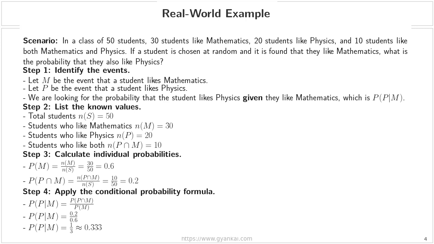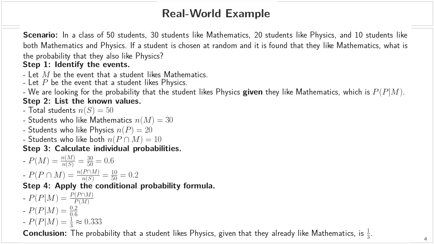Finally, in step 4, we apply our formal definition. We take the probability of the intersection and divide it by the probability of the condition. So, P of P given M equals P of P intersection M divided by P of M. Plugging in our numbers, we get 0.2 divided by 0.6. When you simplify that fraction, you get 1 over 3, which is approximately 0.333. To conclude, the probability that a student likes physics, given that we already know they like mathematics, is exactly 1/3.